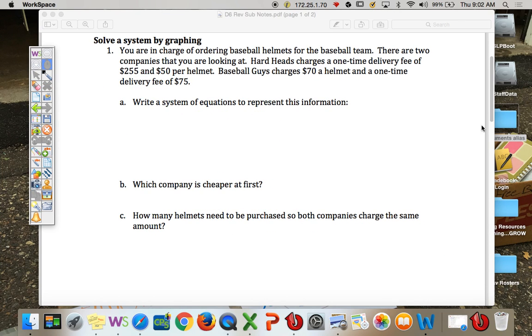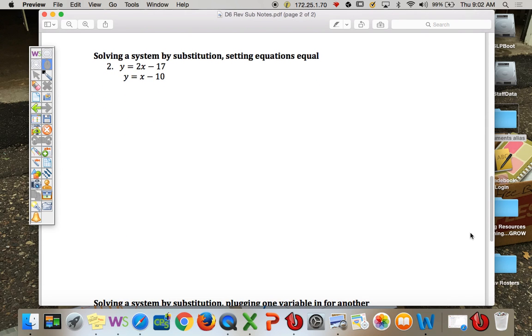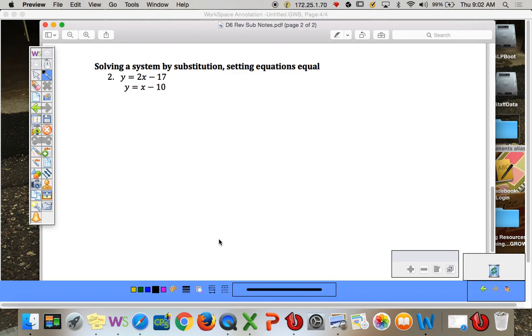We could also do this by substitution. Let's see another example of that. We also could have set them equal and seen when they were tied. Let's do that with this example, though. We have y equals 2x minus 17 and y equals x minus 10. Let's set them equal and solve. So when does 2x minus 17 equal x minus 10?